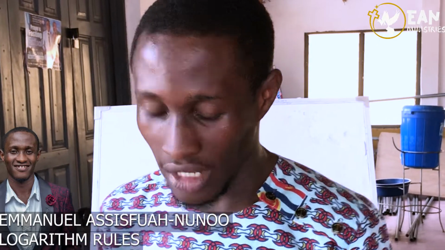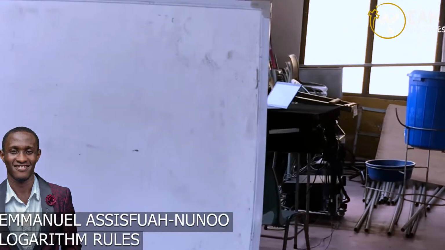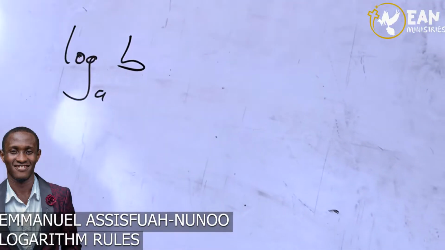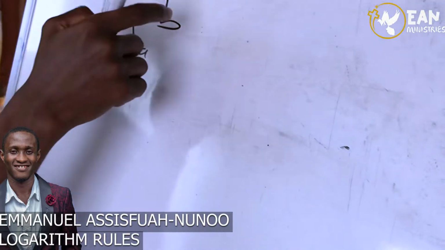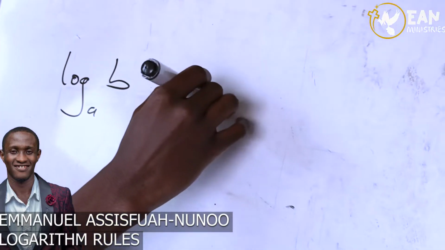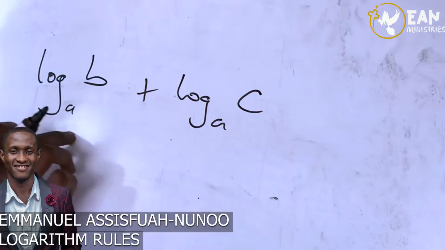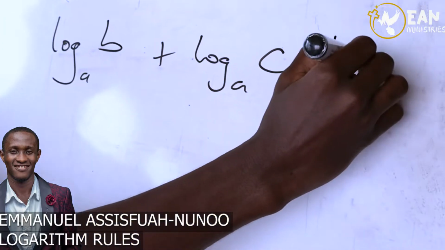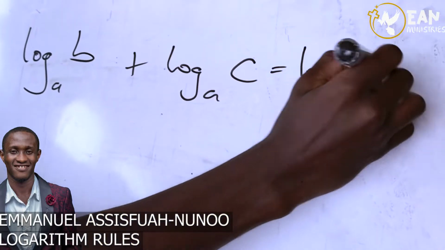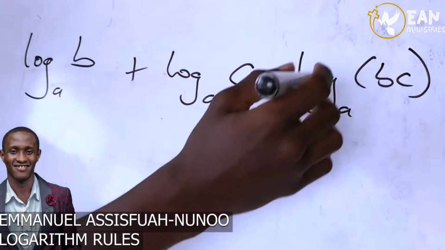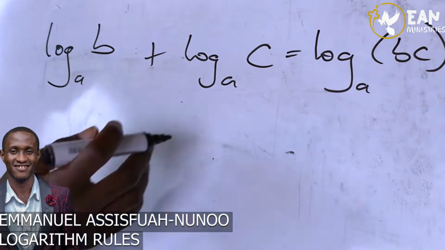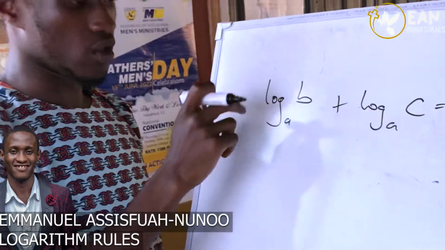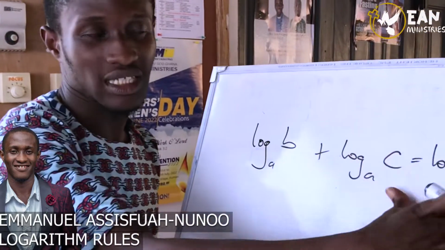So one of the rules of logarithm is this. Assuming I have logs to the same base, let's say log b to base a, then log c to base a. Now we see that the bases are the same. When we have something like this, the rule says that since we have the same base, we just multiply the arguments. So anytime I see log a of bc, I can write it as log a b plus log a c, and anytime I see log a b plus log a c, I can also write it as log a of bc.